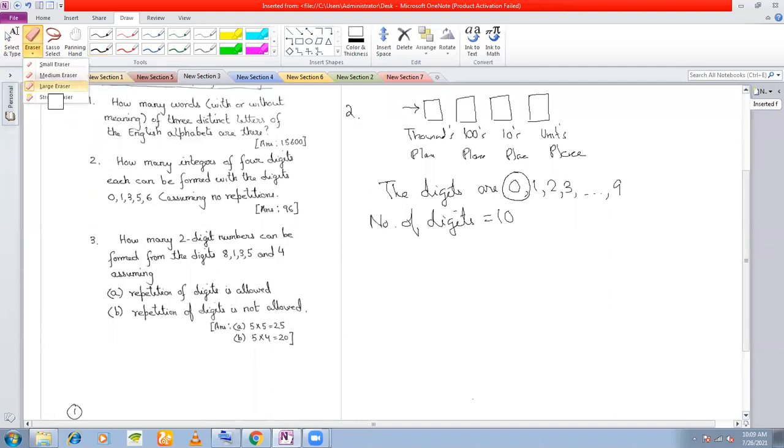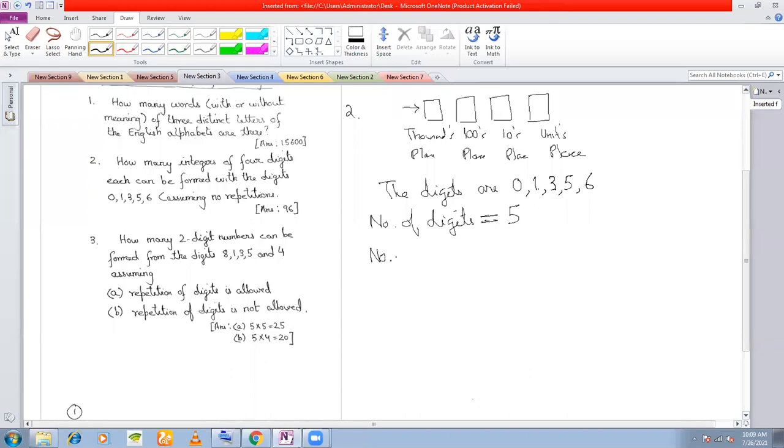Okay, the digits are not from 0 to 9, the digits are given here. Digits are 0, 1, 3, 5, and 6. Only 5 digits are given. You can place only these 5 digits, not all the digits. Okay, so number of digits is 5. Now in the thousands place, you cannot place a 0. That means you can place a 1 or 3 or 5 or 6.